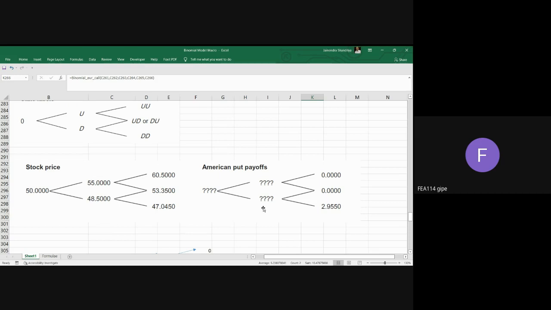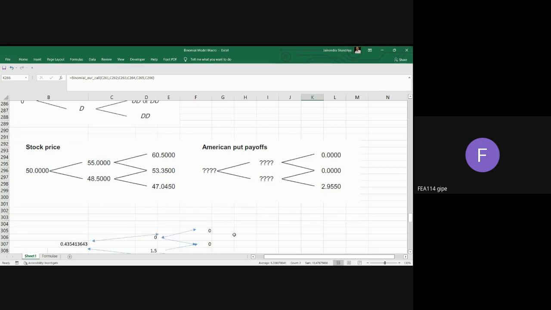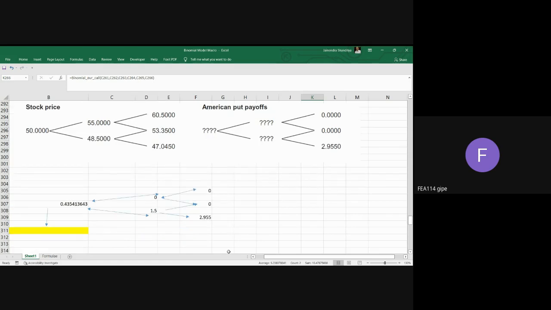Now to calculate these two, we can use exactly the same thing which we did in case of the QE and QD. So let's see. As you can see, this is 0 and this is 0. So 0, 0. So this price is not going to be anything more than 0, whatever discounting you use. But remember, in the down node, one value is 0 because the stock goes to 53.35, so put option becomes worthless. But when the stock goes to 47.0450, the difference of 50 and 47.04 is 2.955. So 2.955 is the value.